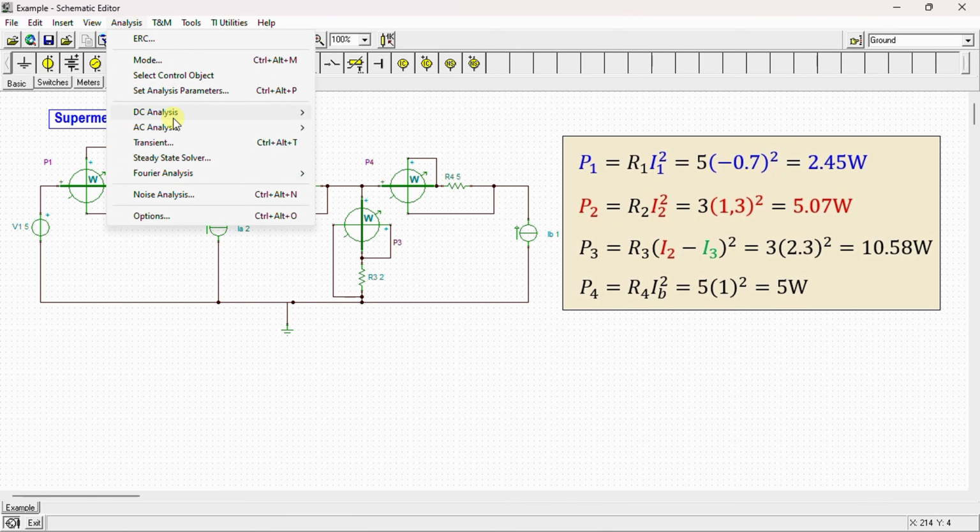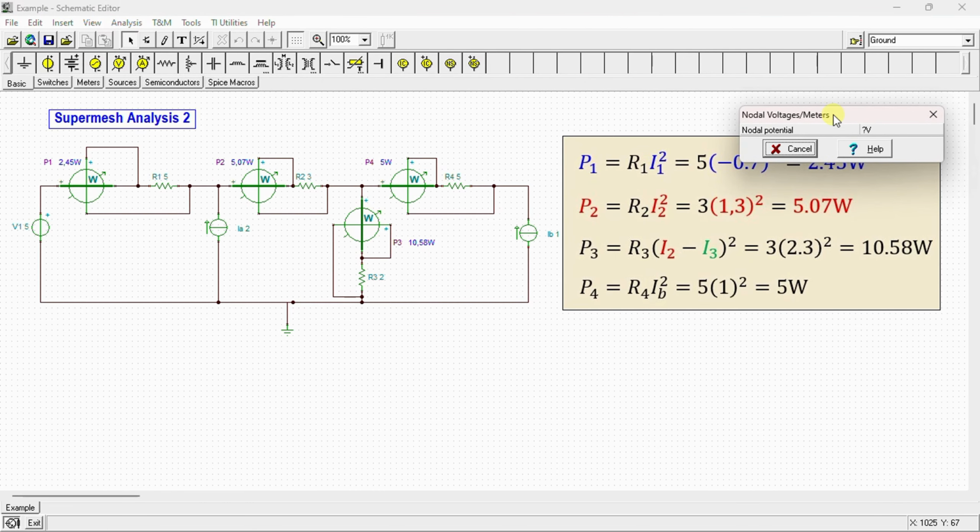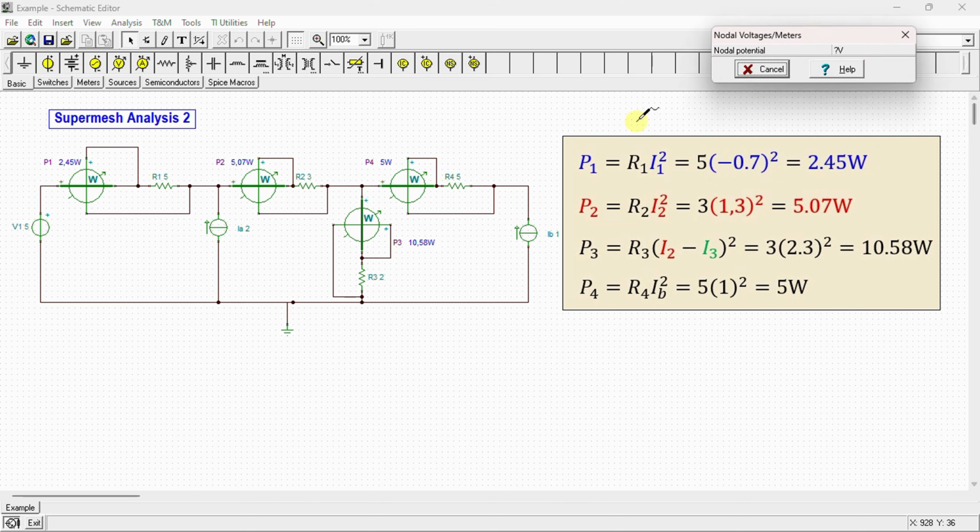Let's go to analysis, DC analysis, calculate nodal voltages, and we can see here this is our result. Obtained by calculation, P1 is equal to 2.45, which is the same here. P2 is equal to 5.07, exactly the same here. P3 is 10.58, the same here, and the last one, P4 is equal to 5 watts, the same here. The results obtained by calculation are similar to the results obtained by simulation.